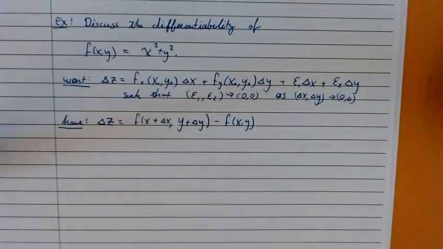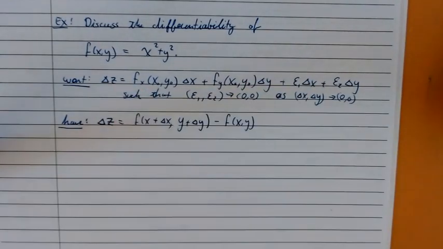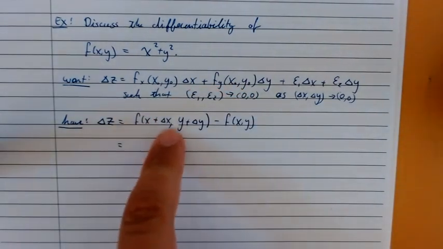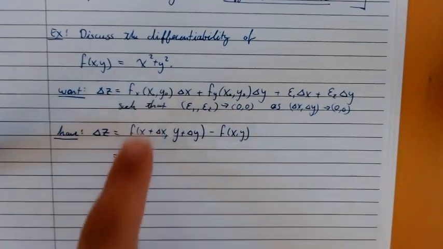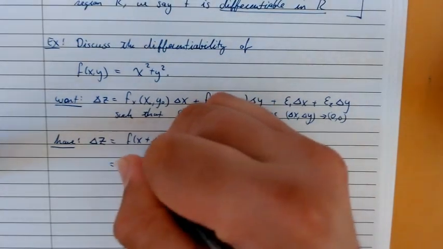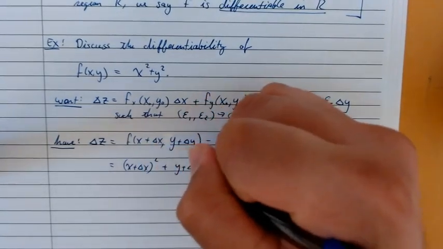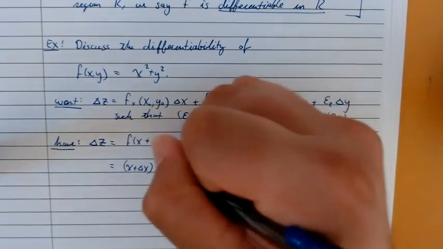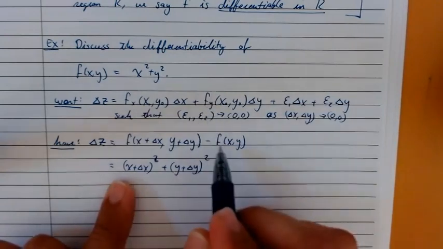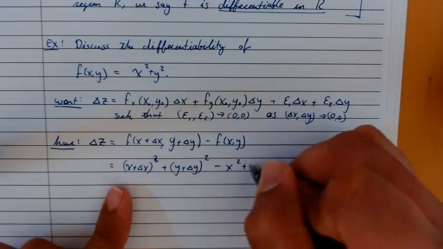That's our definition. Let's see if we can change this to look more like what we have above. F of x plus delta x, y plus delta y: take your function and plug in x plus delta x and y plus delta y. So that'll be x plus delta x squared plus y plus delta y squared. That's what you get when you plug these in. But now we're going to subtract away f of x, y, which is just the original function, x squared plus y squared.